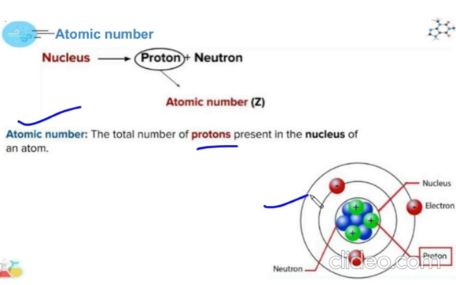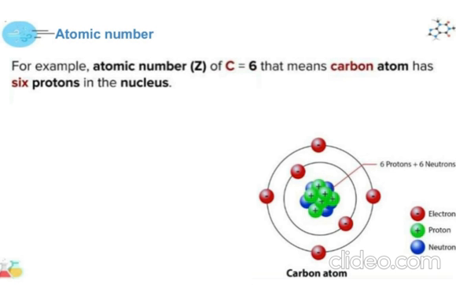For example, this is an atom. Here you can see there are 3 protons, so the atomic number is 3, and it is represented by the letter Z. Next, take the atomic number of C, which is carbon, that is 6. This means there are 6 protons in the nucleus, and therefore the atomic number Z will also be 6 only.